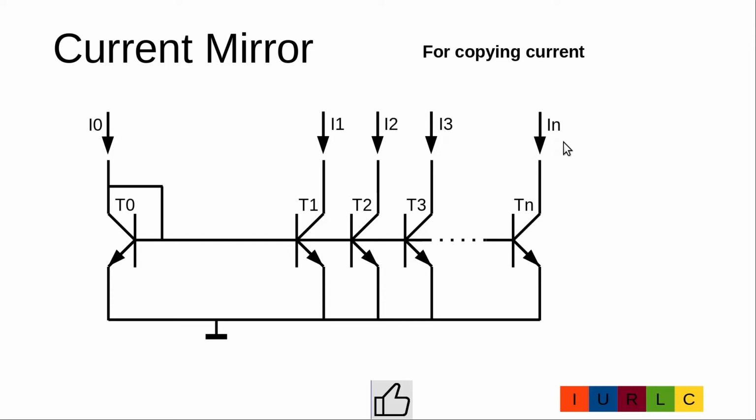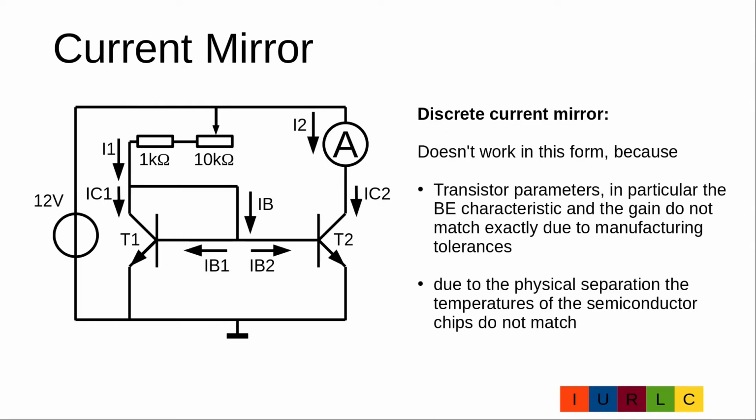and connected to In. Building a current mirror with discrete components in the basic form like this will not work. The reason is that even with selected transistors, the characteristic of the base emitter diode and the gain do not match exactly due to manufacturing tolerances. And even more important, due to the physical separation, the temperature of the semiconductor chips does not match. The base emitter characteristic and the gain change significantly with the temperature.